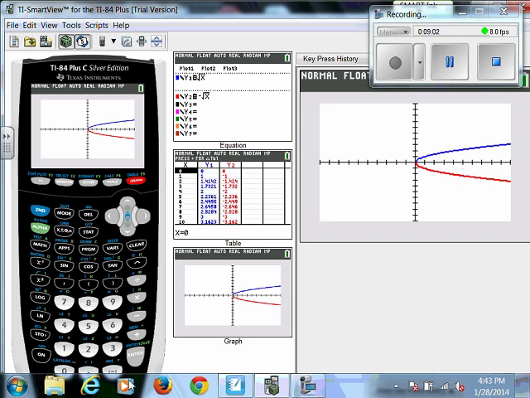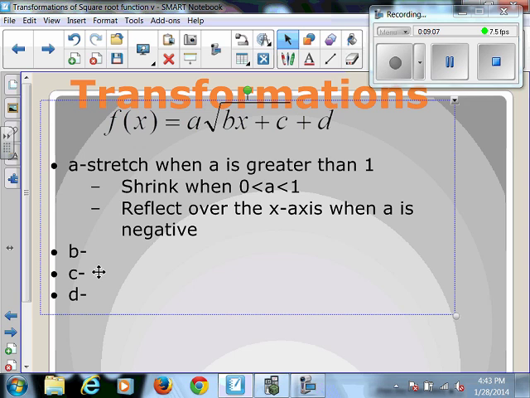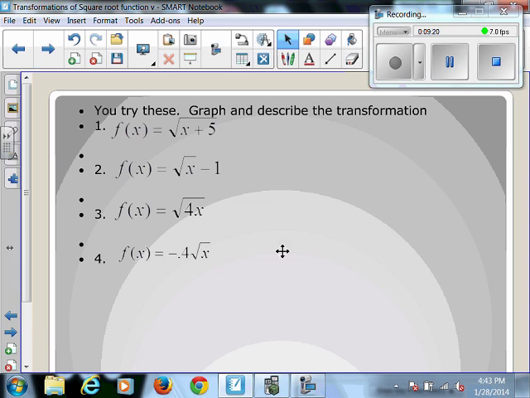So let's summarize what A does. A is a stretch when A is greater than 1, a shrink when between 0 and 1, and a reflection over the x-axis when A is negative. Here's a couple problems for you to try. Describe the transformation and graph these.